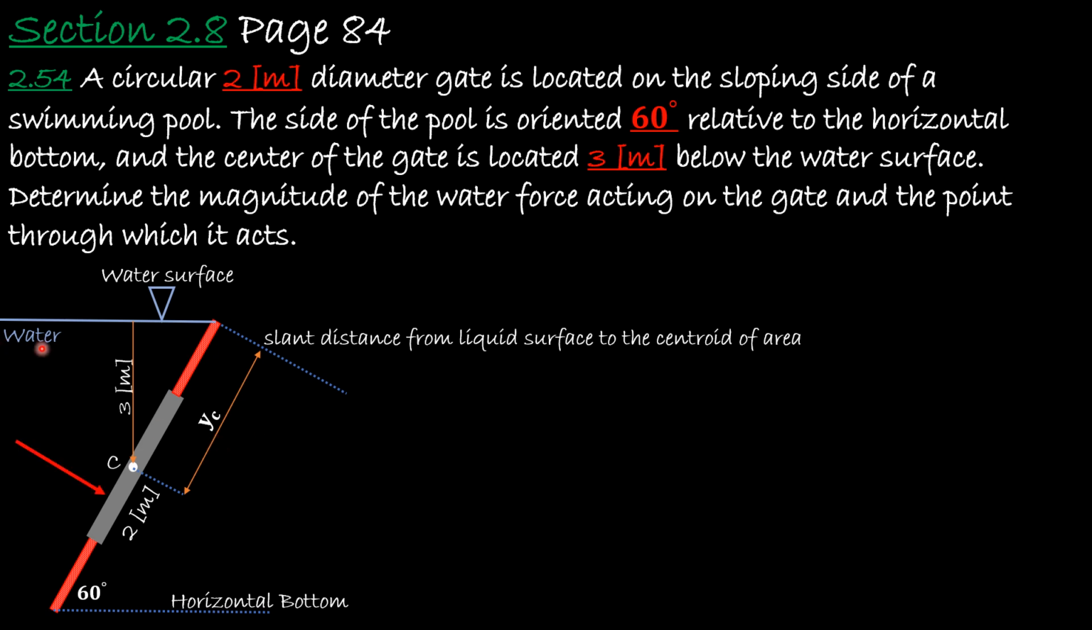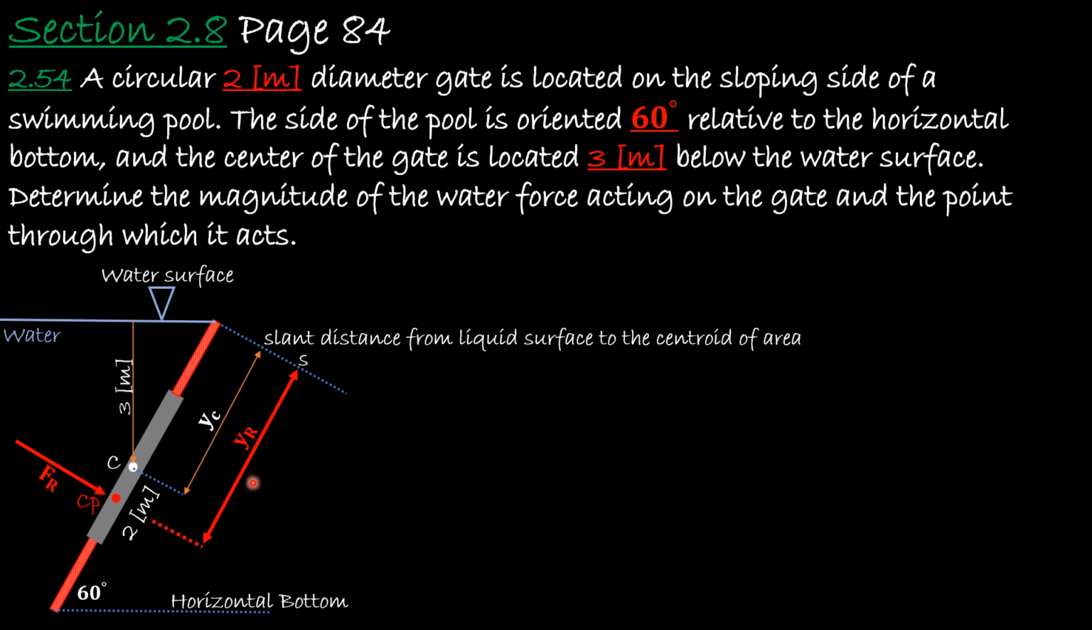Now, this water. What we are asked is to find the magnitude of the water force. This is called the hydrostatic force acting on the gate, which will be this one. We call it the resultant net force. And the resultant net force usually acts a little bit below the centroid of the gate, or the centroid of the shape that we are dealing with, whether it's circular or rectangular. And we call this point the center of pressure. And this distance we call y sub r.